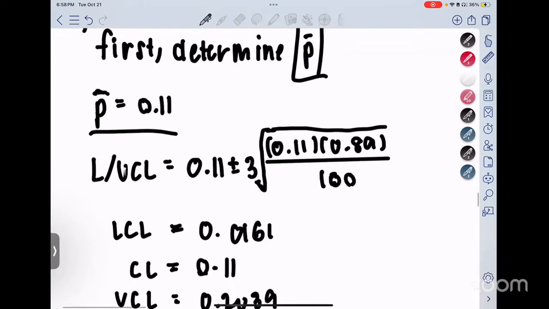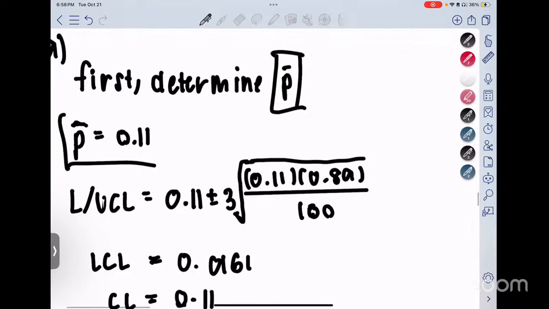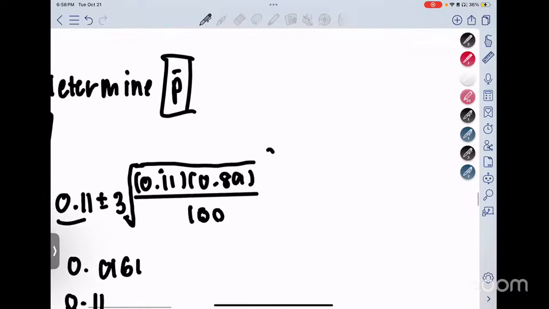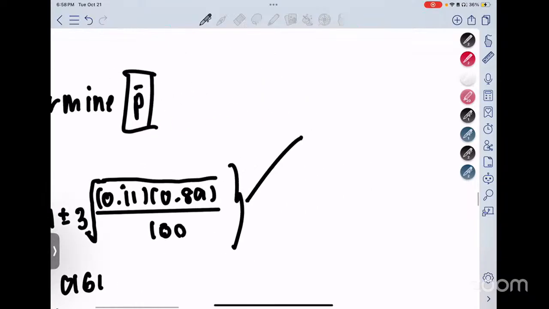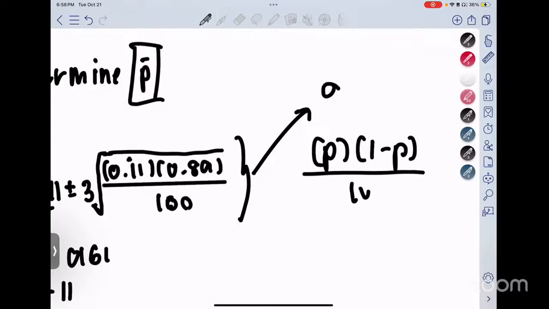So yeah, to get the upper and lower control limits, we get our p-bar plus or minus 3 sigma. This is just the equation for the standard error for the process, which is the square root of p-bar times (1 minus p-bar) over n.